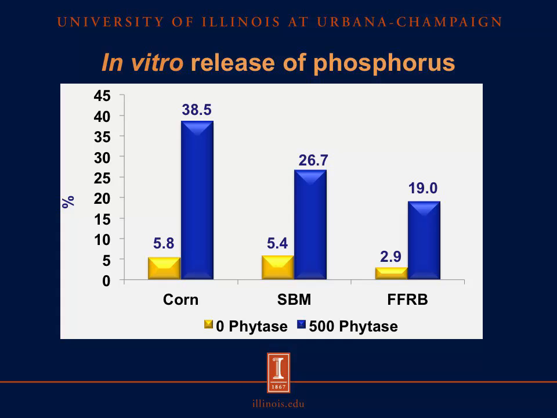Using corn as a substrate, release of phosphorus was improved from 5.8% to 38.5%, with 7.13 times improvement upon supplementation of phytase. Release of phosphorus from soybean meal was increased from 5.4 to 26.7%, which is about 6 times improvement when phytase was added. Likewise, release of phosphorus from full-fat rice bran improved from 2.9 to 19%, which is more than 6 times improvement with phytase.